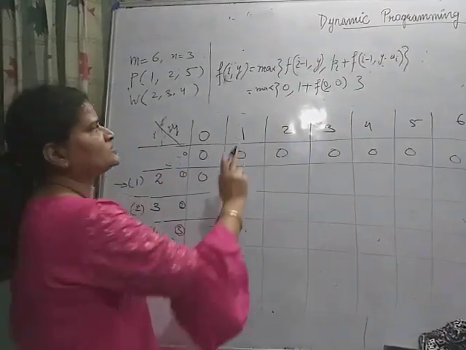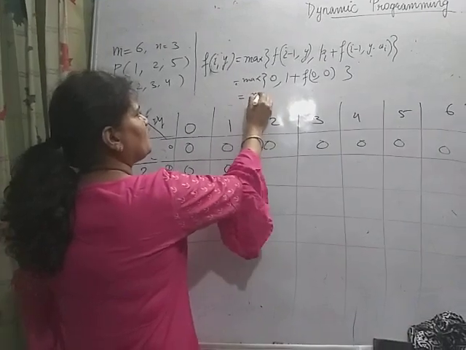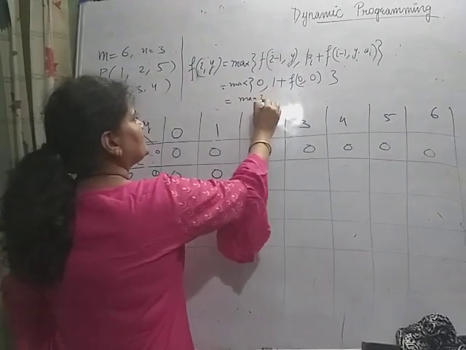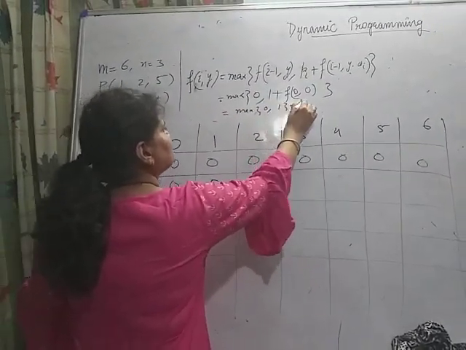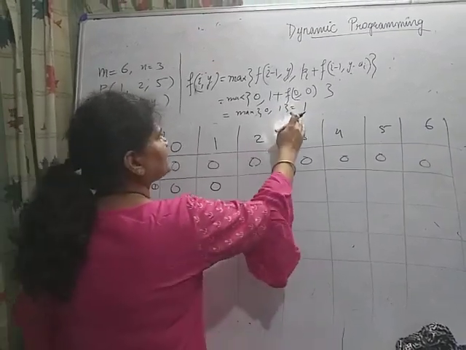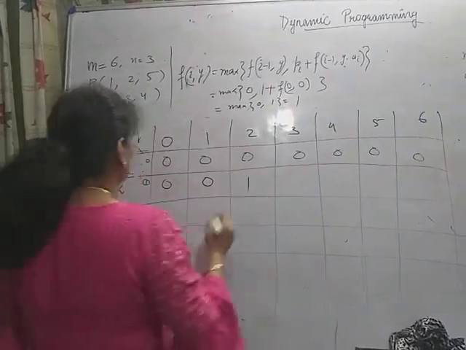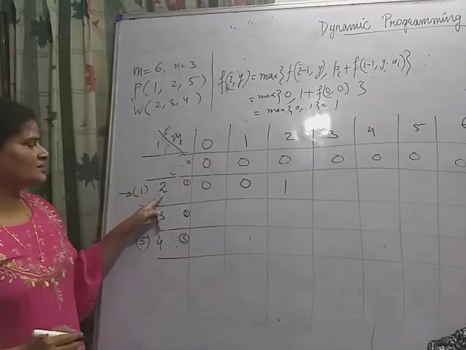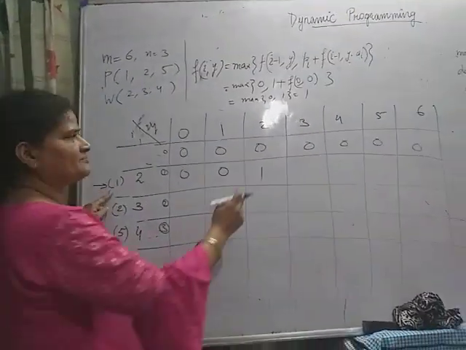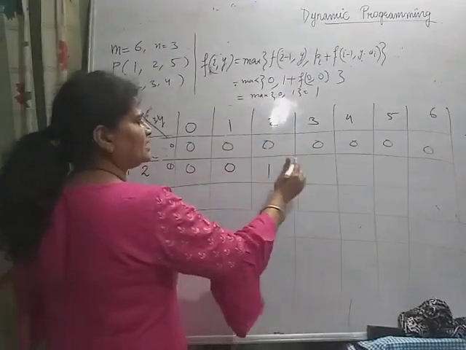F00 is 0. So I will take the maximum of 0 and 1, that is 1. So here this is 1. The profit when we include the first object. Same in 3, it will be 1 only.